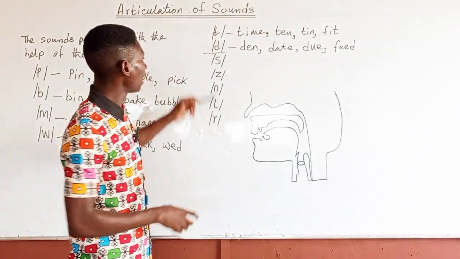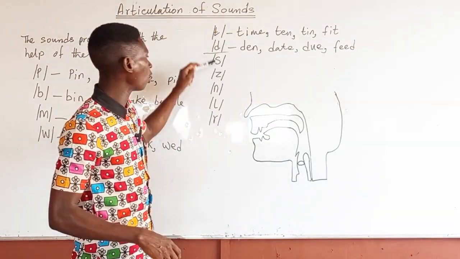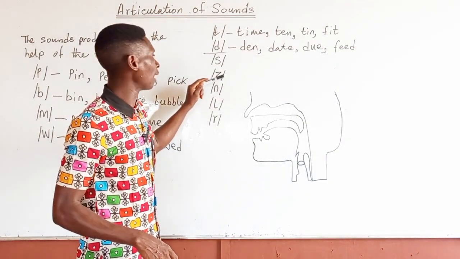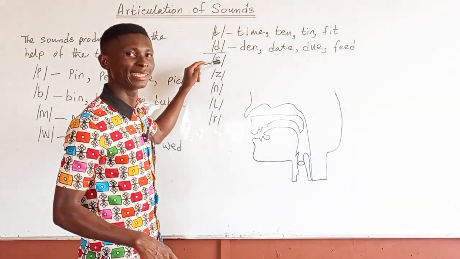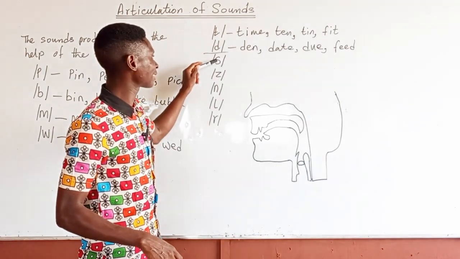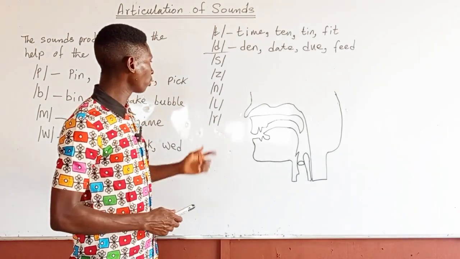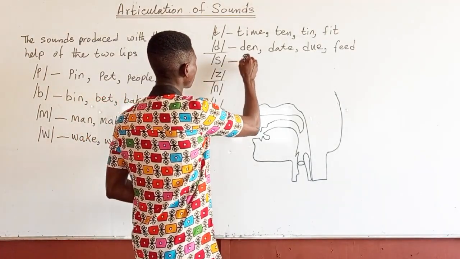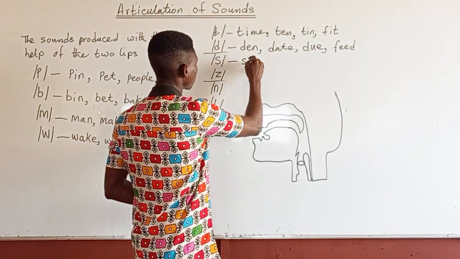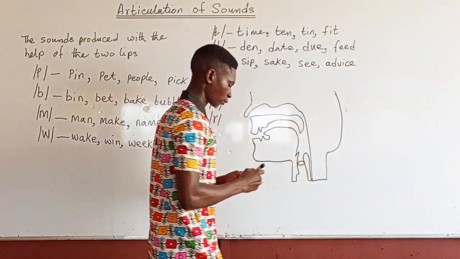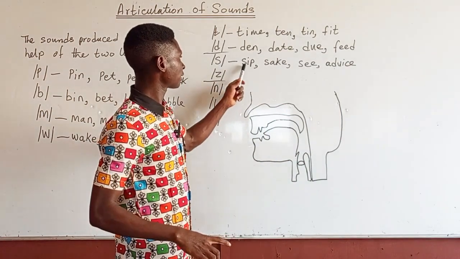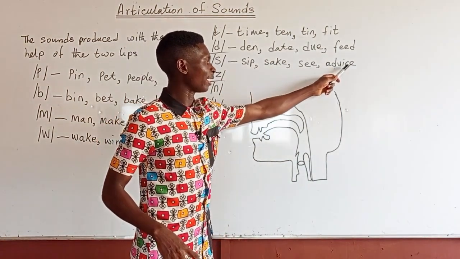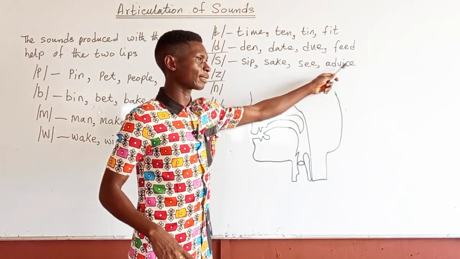All right, so we have also the voiced form of this, which is zzz, zzz. You apply voice to what you do here. All right, some words with these two sounds. We can have sip, sake, see, advice.